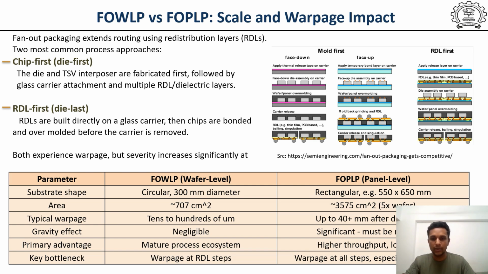And the primary advantage of wafer level packaging is the mature process ecosystem, because wafers have been used for semiconductor fabrication, RDL fabrication, everything. So it has a mature process ecosystem, but panel level packaging does not have that. On the other hand, it has higher throughput. So these are some of the important differences between wafer level packaging and panel level packaging, and they show how important warpage is in panel level packaging compared to wafer level packaging.